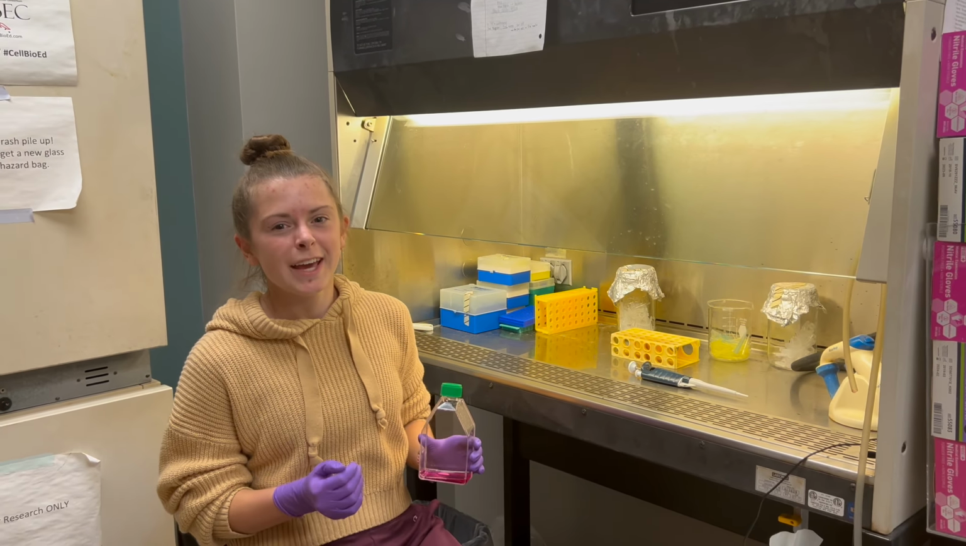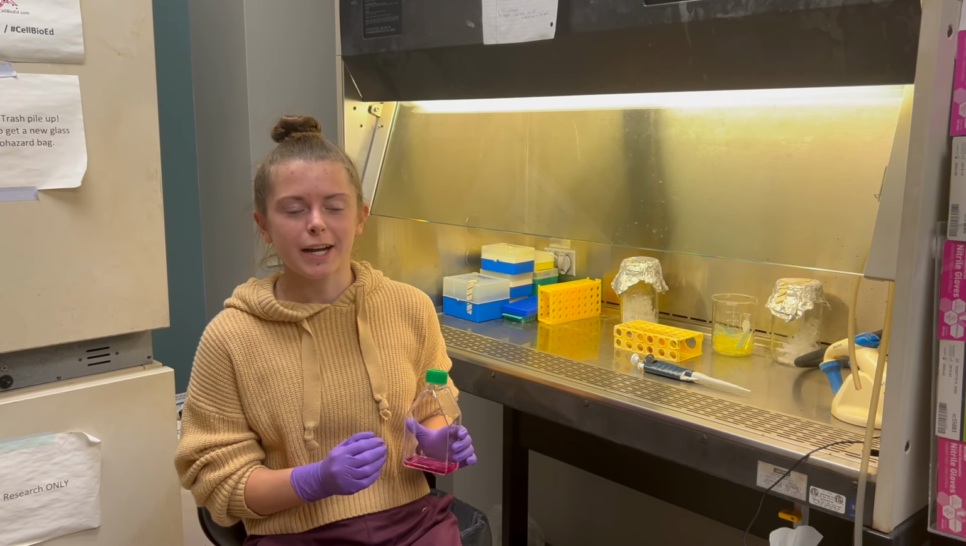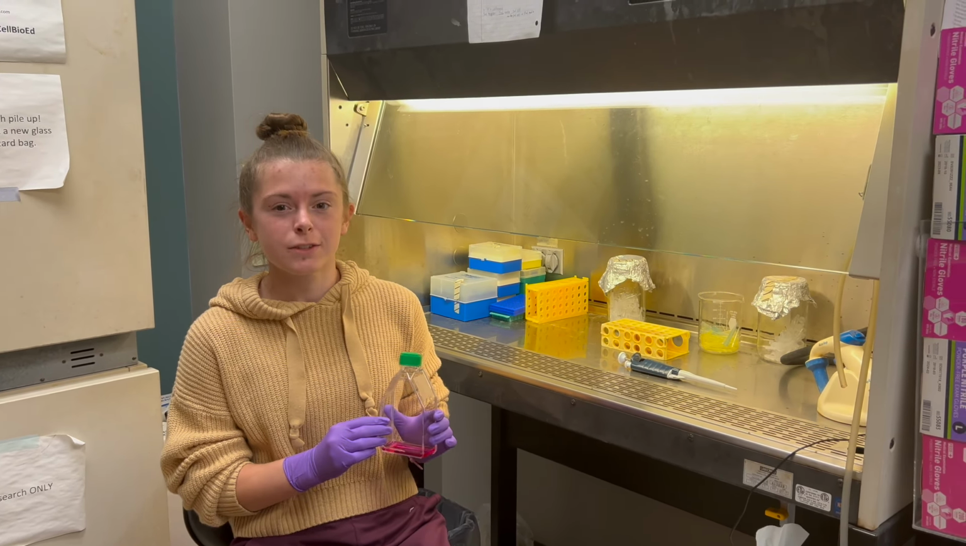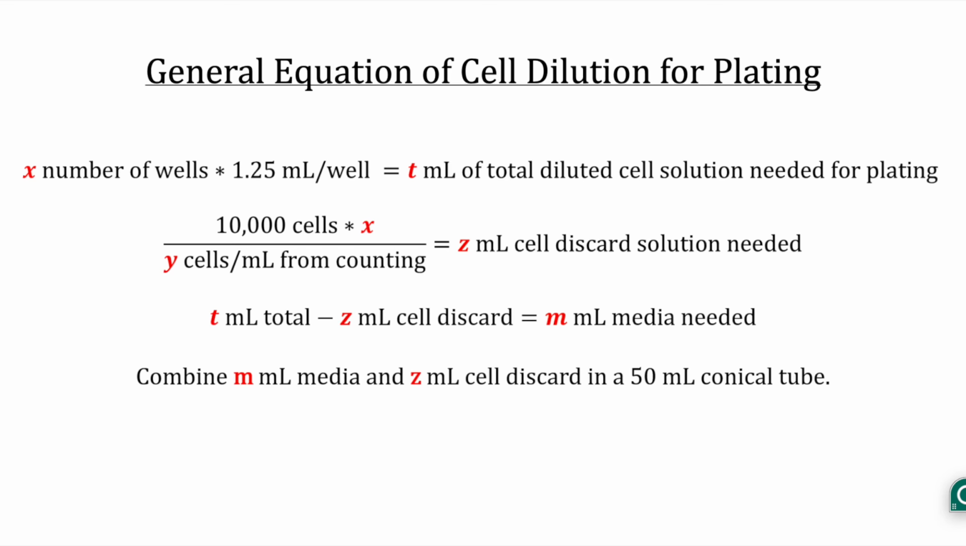Hi, I'm Elise, and we just split our cells, so now y'all are going to go count, and then once you come back, I'm going to show you some math to do to dilute your cells to the proper amount for plating. First, you need to determine the number of wells you wish to plate for your experiment, and then you'll multiply that by 1.25 to get the total amount of diluted cell solution you need for plating.